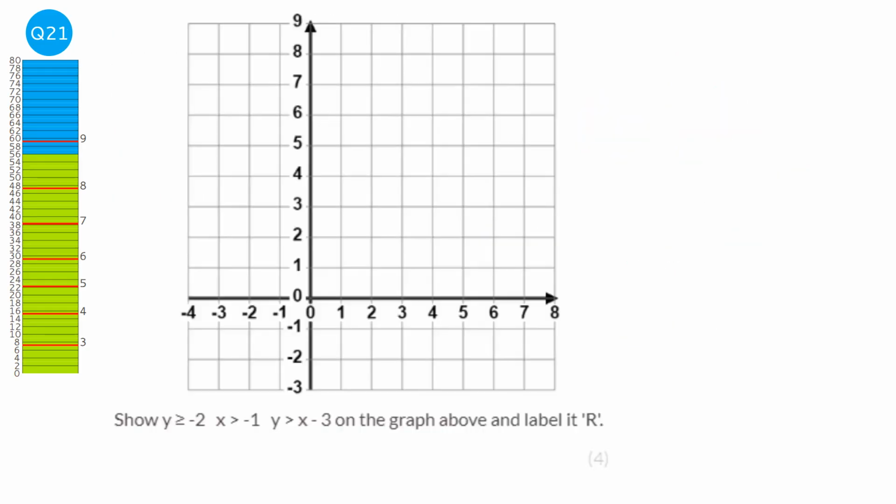I'm going to start by just drawing the line y equals minus 2. So the line y equals minus 2 will be a horizontal line at minus 2, which will be down here. Next, we're going to do the line x equals minus 1, and that will be a vertical line at minus 1. Now, here's a bit of a problem. We've got no equal to underneath it, and whenever we don't have an equal to, we do a dash line. So we're going to do a dash line here.